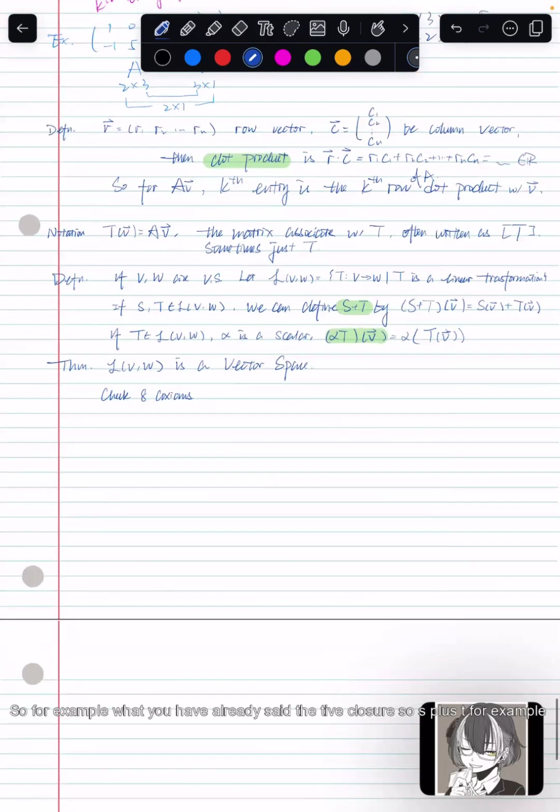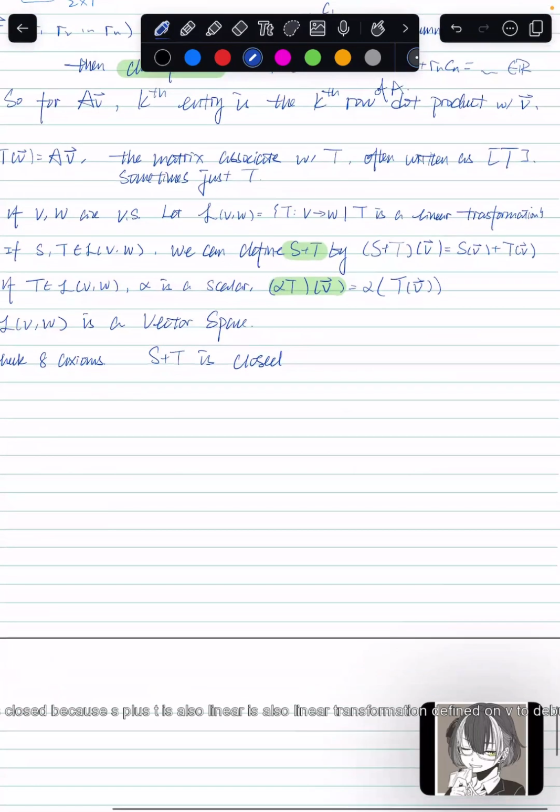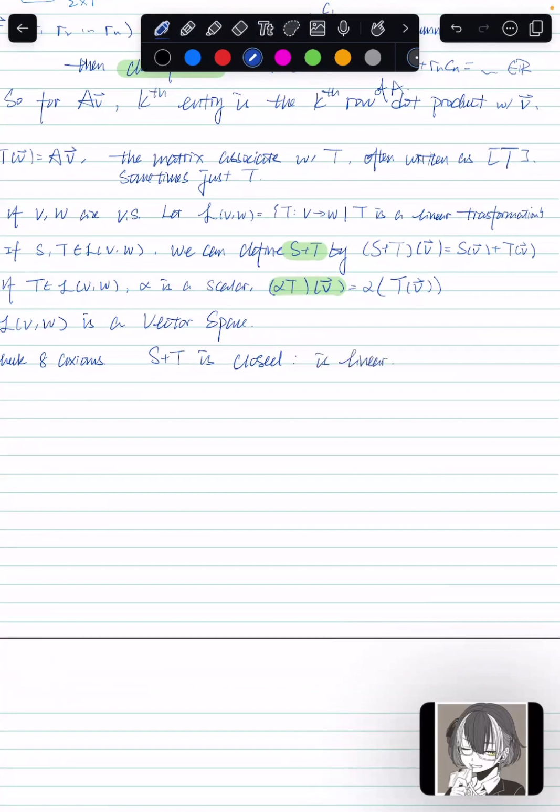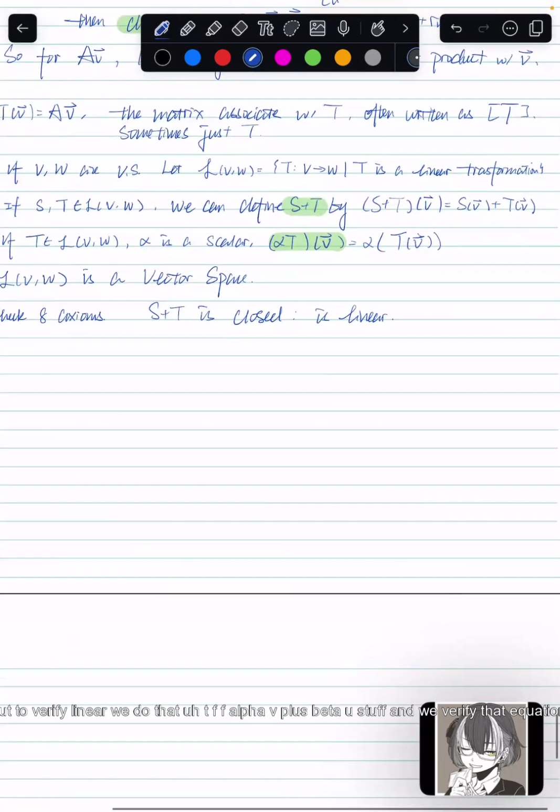So for example, what you have already said is additive closure. S plus T is closed because S plus T is also a linear transformation defined from V to W. To verify it's linear, we do the T of alpha V plus beta U check, and we verify the equation.